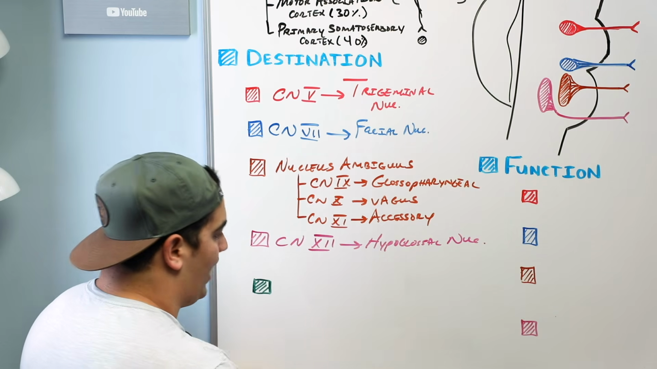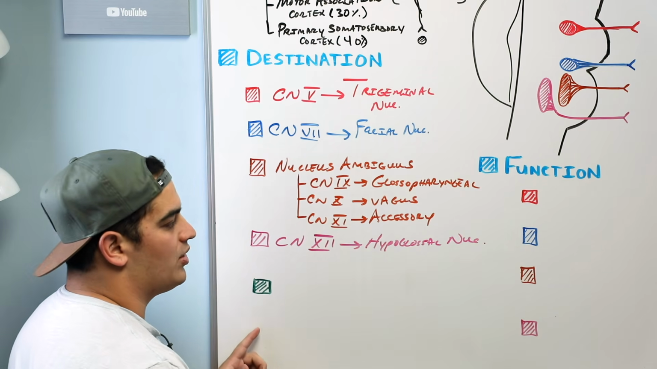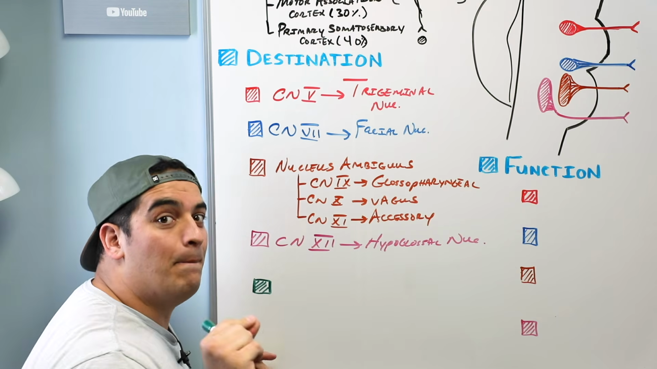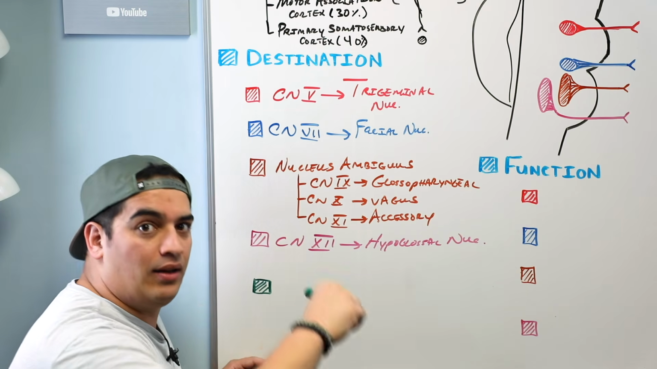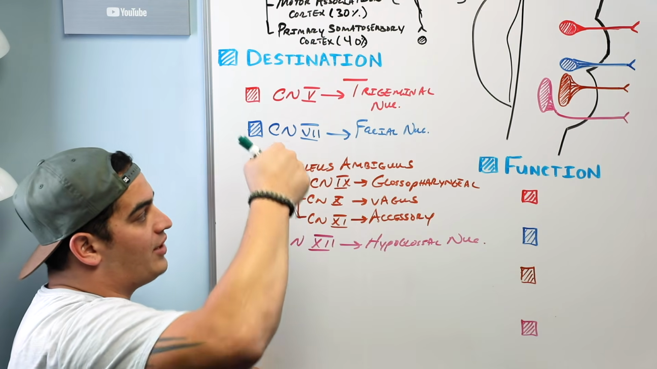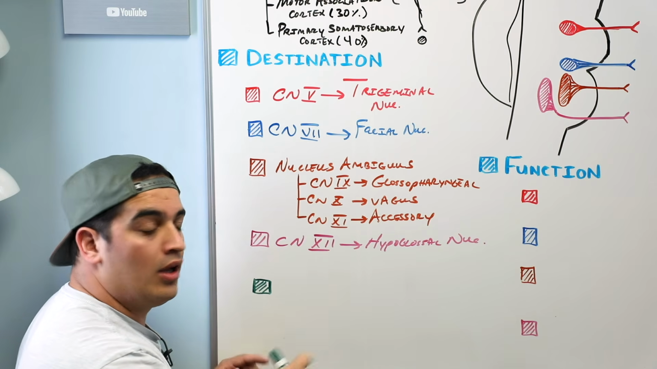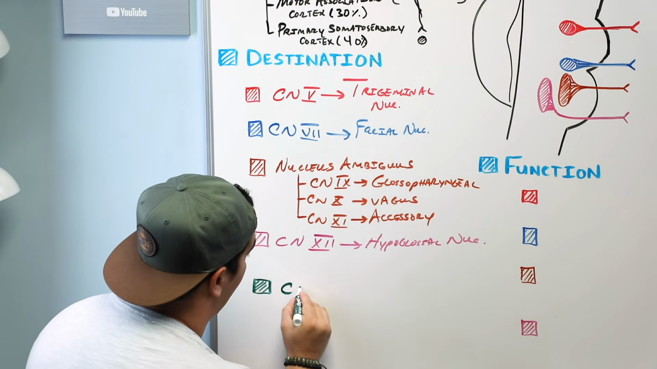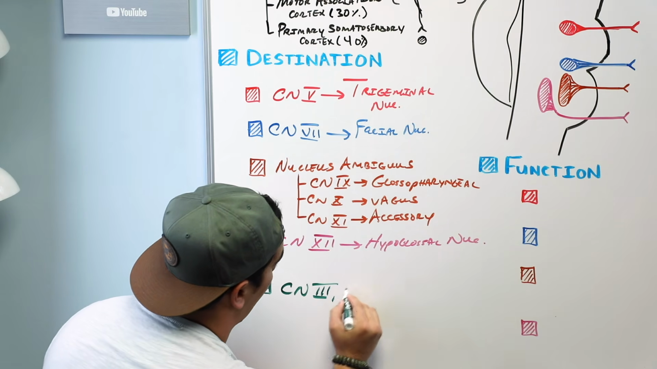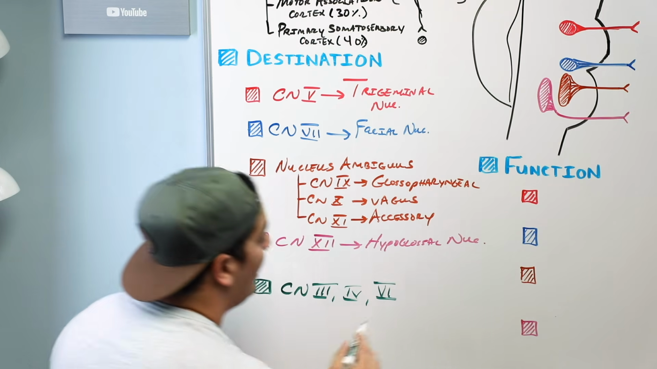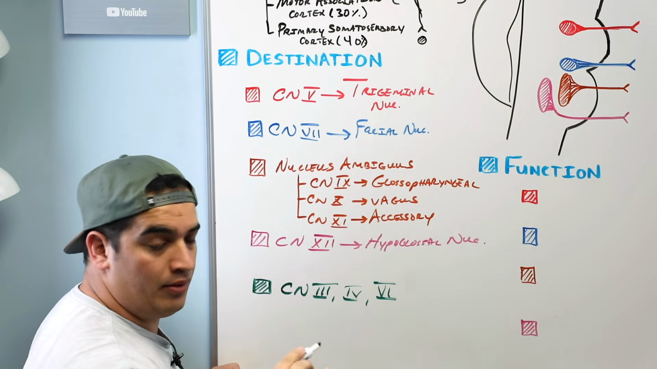Some people might say, well, Zach, I read in textbooks that it also supplies cranial nerves 3, 4, and 6. It does, but not directly. Corticobulbar tracts go directly from the cortex to these cranial nerves. But for cranial nerves 3, 4, and 6, it's an indirect connection, right?